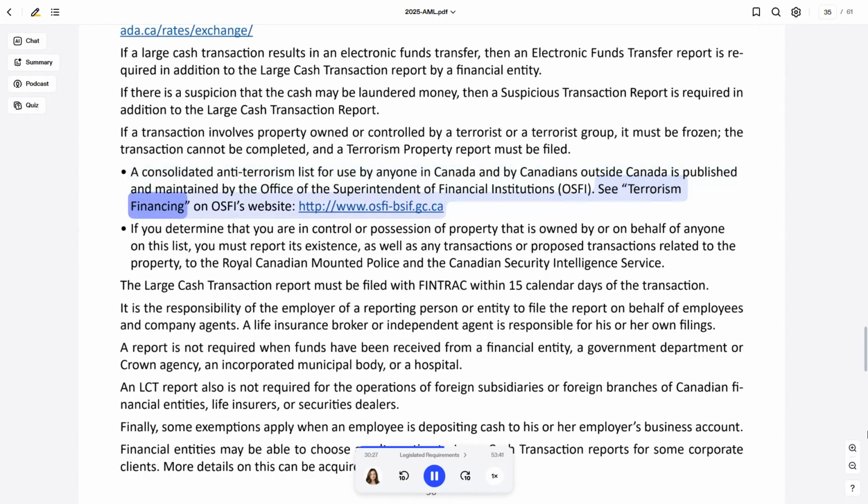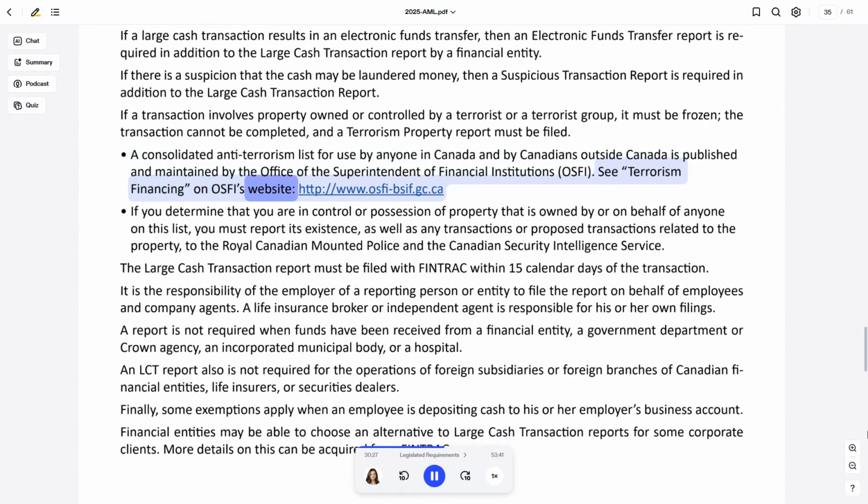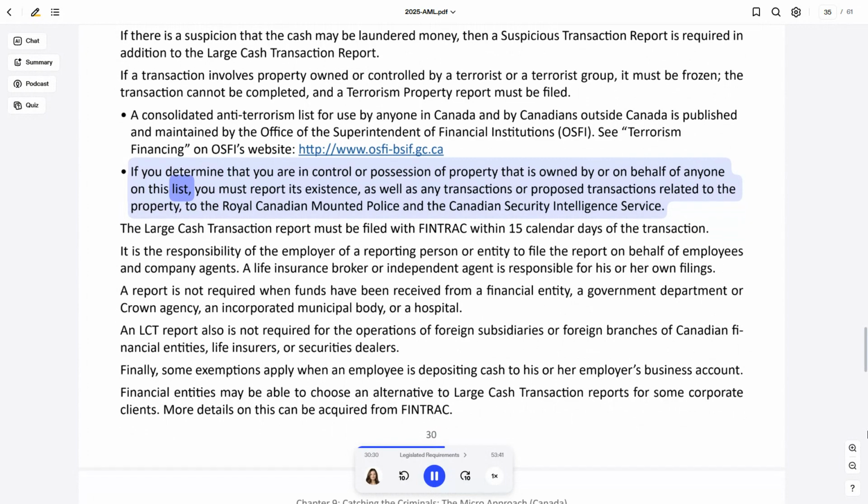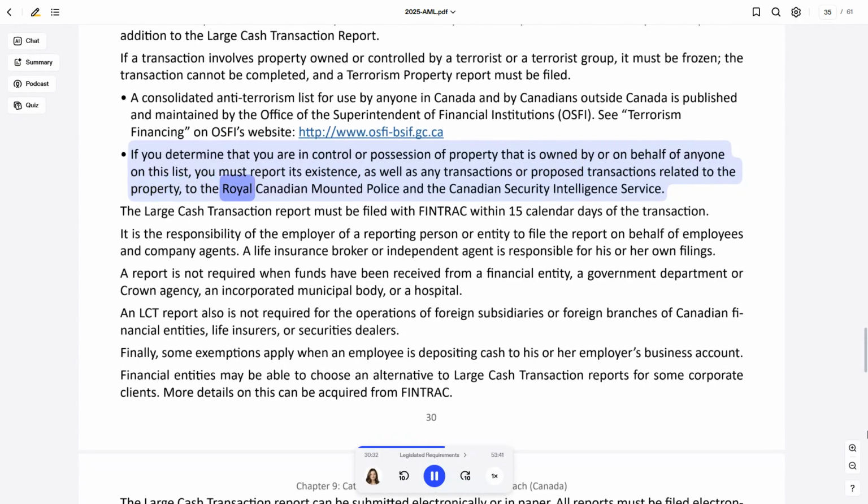See terrorism financing on OSFI's website, www.osfi-bsf.gc.ca. If you determine that you are in control or possession of property that is owned by or on behalf of anyone on this list, you must report its existence, as well as any transactions or proposed transactions related to the property, to the Royal Canadian Mounted Police and the Canadian Security Intelligence Service.